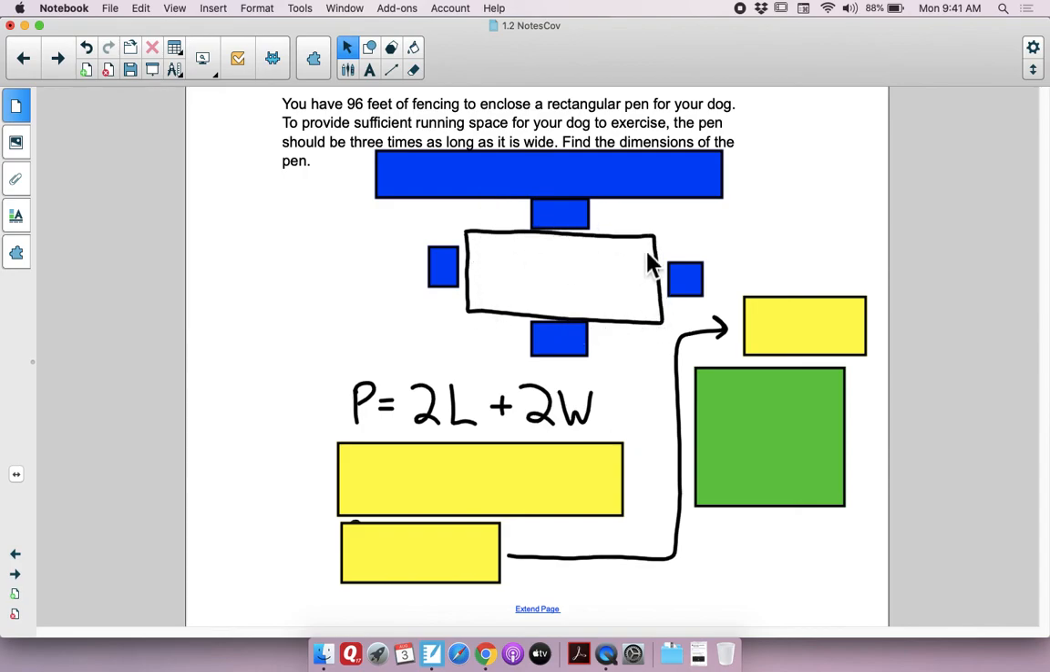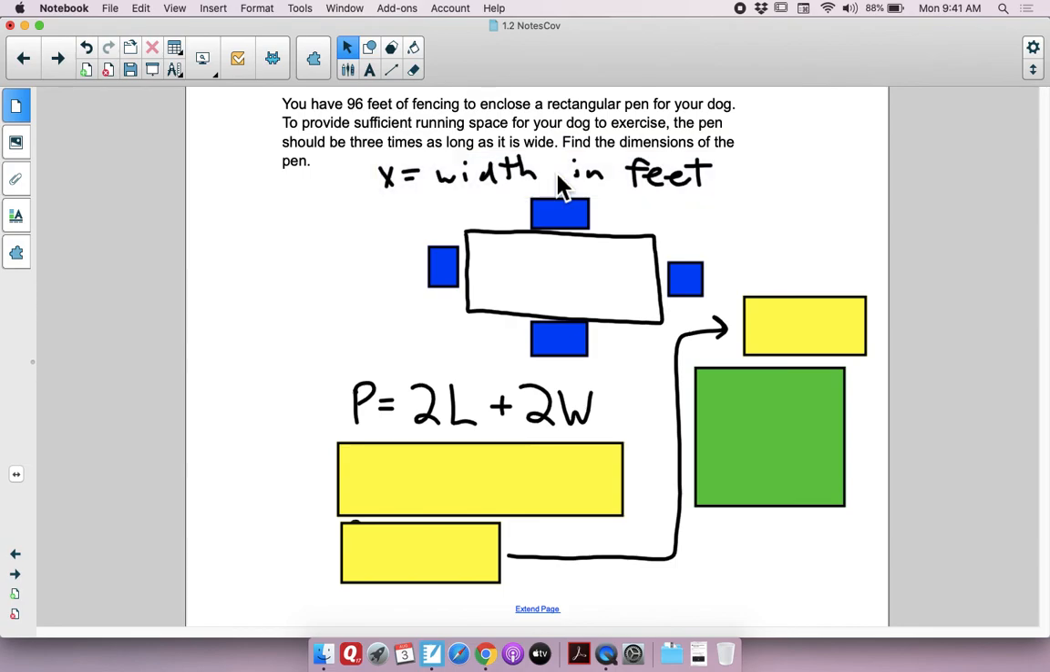You notice I'm using one of those problem-solving strategies of drawing a diagram. But in order to label the sides of my diagram, I need a variable. The perimeter formula is 2L plus 2W, but I don't want to have two different variables. We don't know how to solve those types of equations yet. So let's think about this. We know that the pen should be 3 times as long as it is wide. So let's say I decided to make x the width.